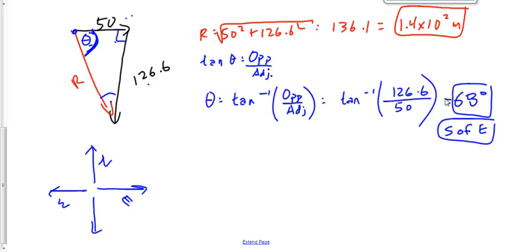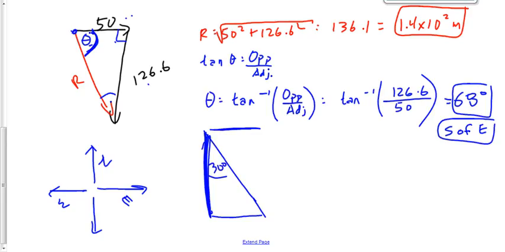Make sense? If I had an angle labeled like this, that angle would be east of south because it's measured from the south axis, not the east axis. It's measured from the south. But I'm going east, so it would be east from the south, or east of south.